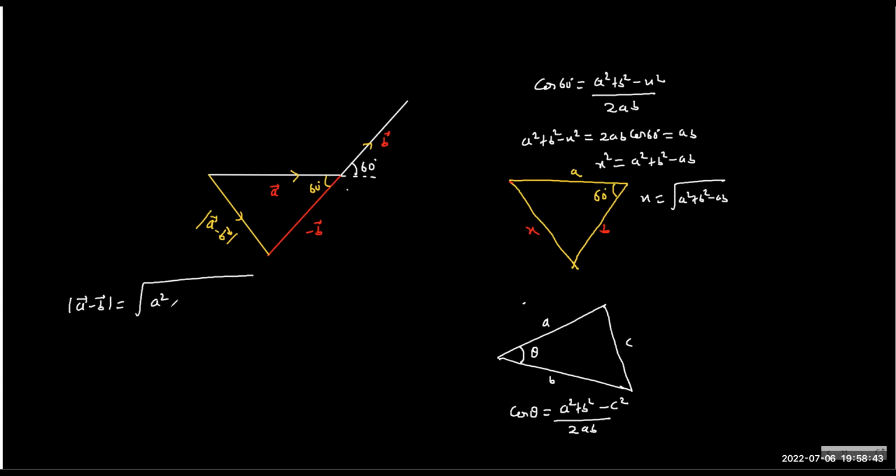A square, B square. Theta is the angle between A and B, then minus, okay, like this. So what is the angle between A and B? You can see the angle between A and B is 60 degrees. Can you see that? And so the answer is the same.